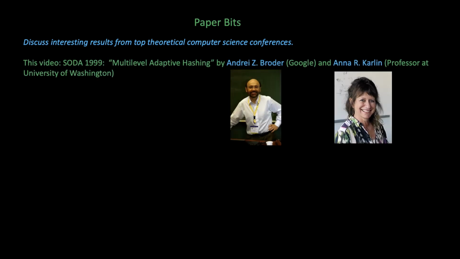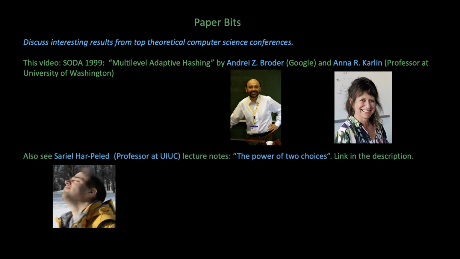In this video, we'll be discussing a result from SODA 1999 in a paper called Multi-Level Adaptive Hashing by Andrei Broder and Professor Anna Karlin. I'm also going to be referencing some results from Professor Sariel's lecture notes called The Power of Two Choices. In fact, I first came across this problem in one of his assignment problems in a course that he is teaching that I'm currently taking. I'll leave a link in the description to both the SODA paper and the Power of Two Choices lecture notes.